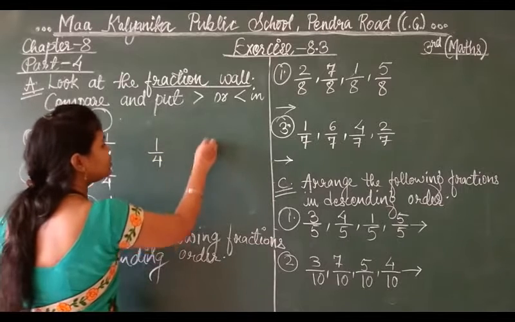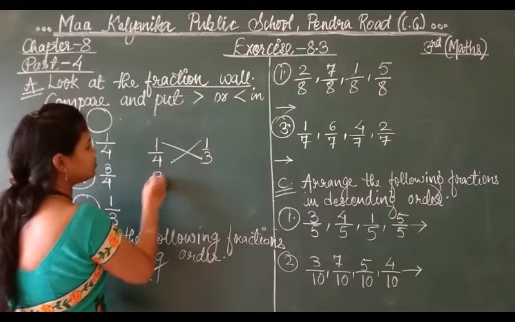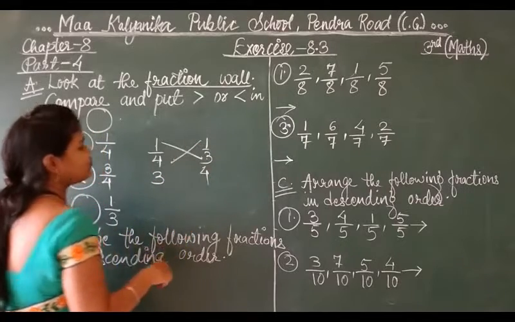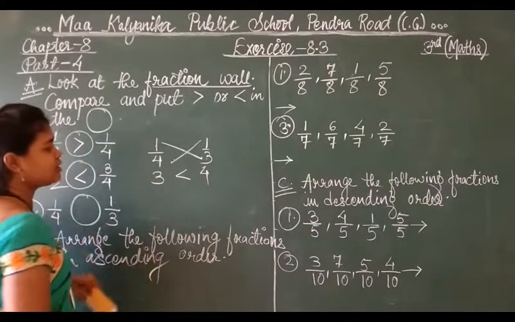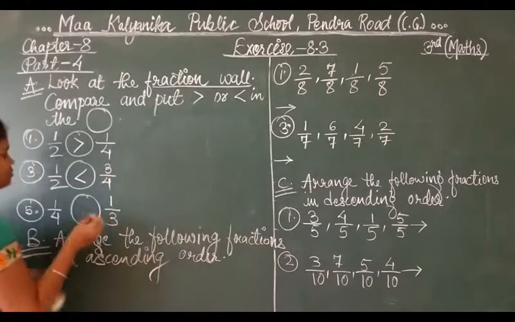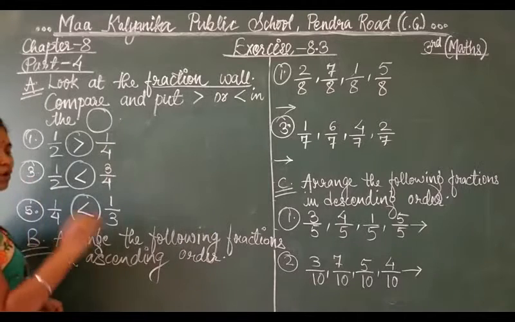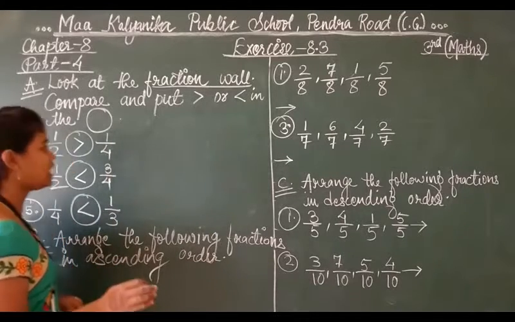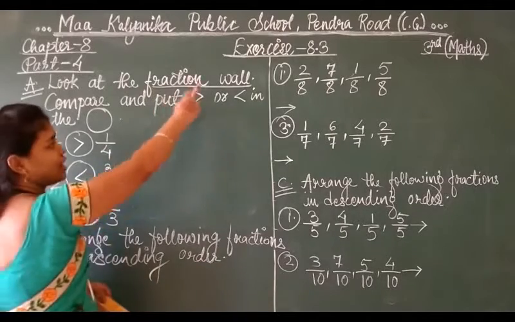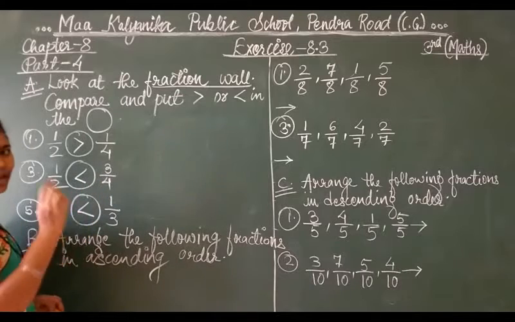1 by 4, 1 by 3. Again cross multiply. 3 ones are 3 and 4 ones are 4. So simply 4 is greater. So simply students, 1 by 3 is greater than 1 by 4. Means this symbol will be there. Don't be confused. You can cross multiply and you can check the answer or you can see the fraction wall given in your book. So see students, question number A, in this way you can complete.